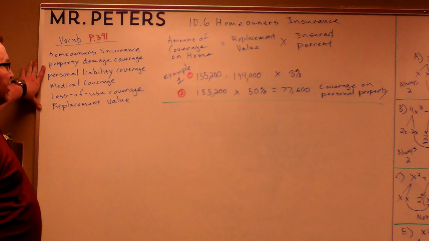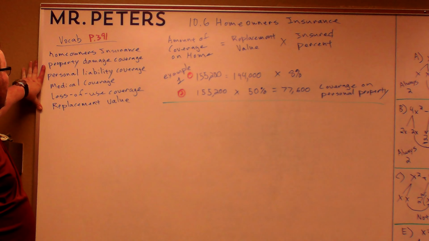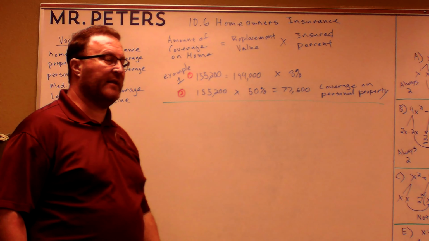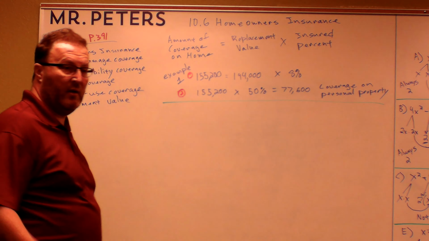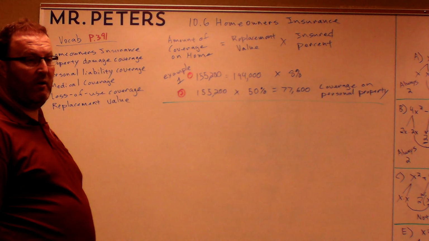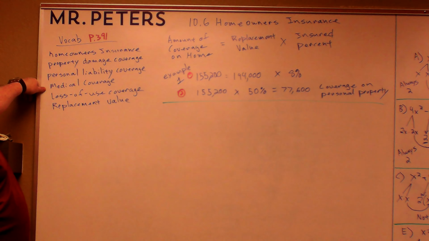Personal property damage, that's any of the property of the home that gets messed up from something. Personal liability, that's like, let's say you had a dog and a dog bit a neighbor in your backyard. That's personal liability coverage. Medical coverage if someone at your home slipped and fell and hurt themselves.